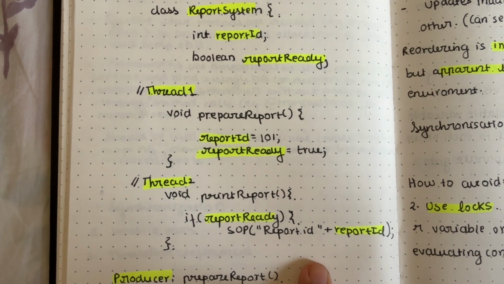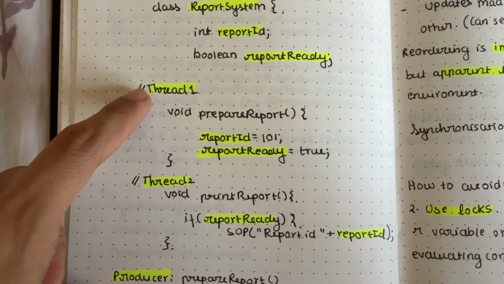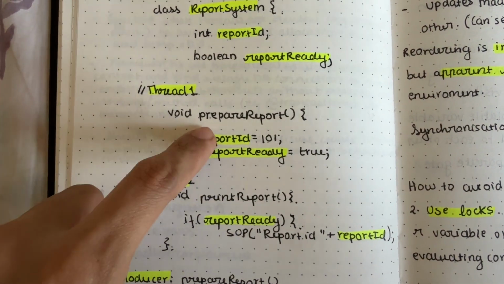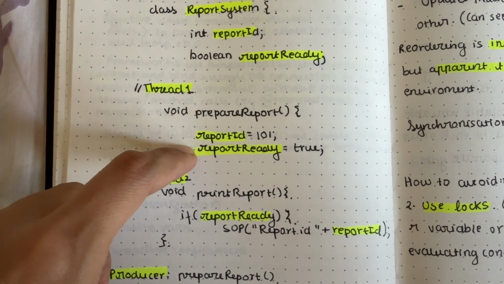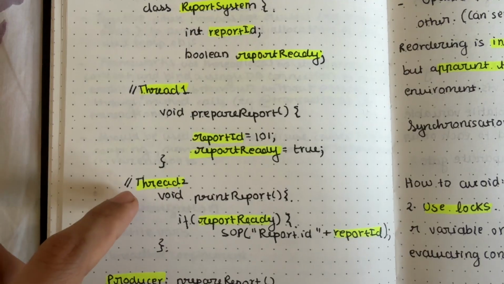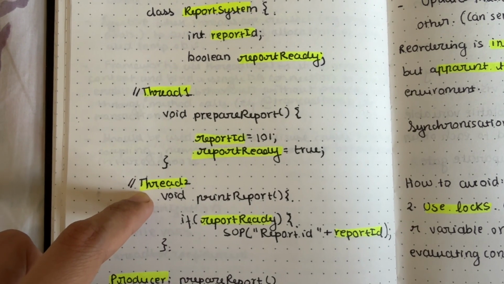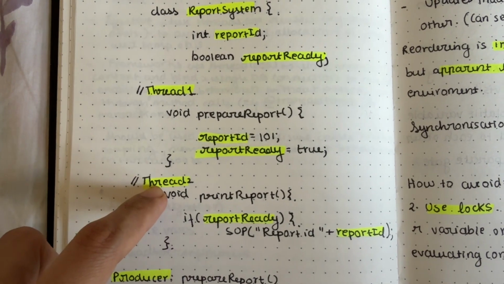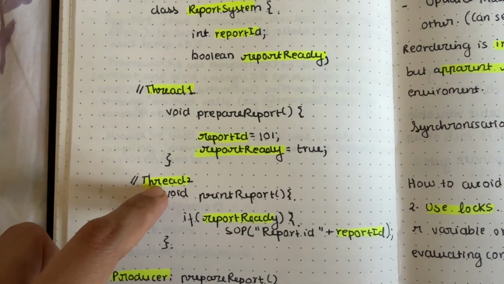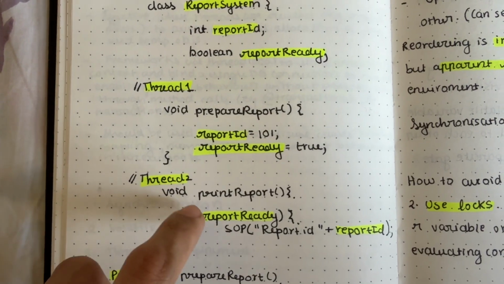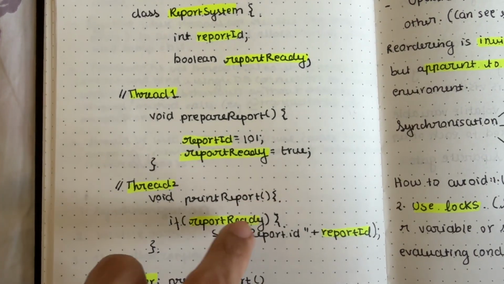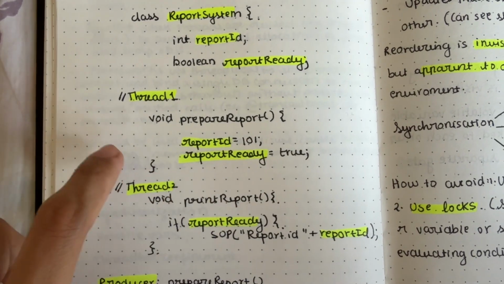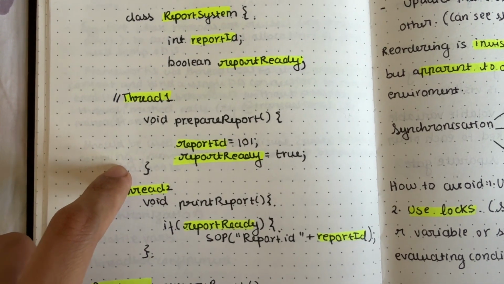Now let's see what is the final problem. The actions done by thread 1 in prepareReport, that is setting reportId and reportReady, are not guaranteed to be visible to thread 2 immediately or even at all. There is a possibility that thread 2 will still be seeing stale values for reportReady and reportId, or for either of them. That can lead to unpredictable output.